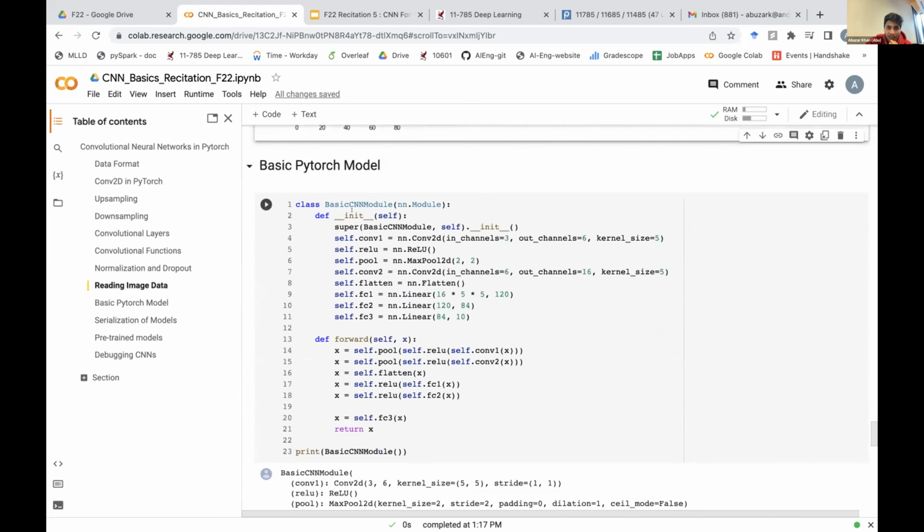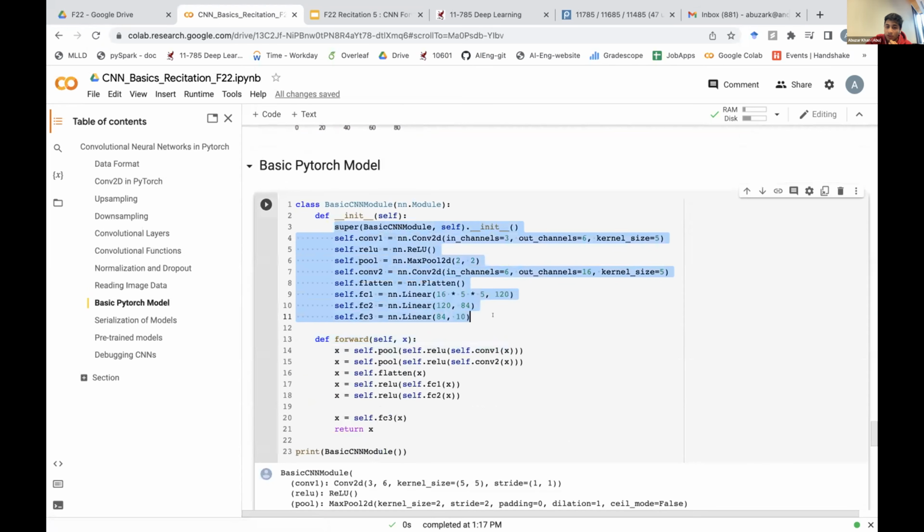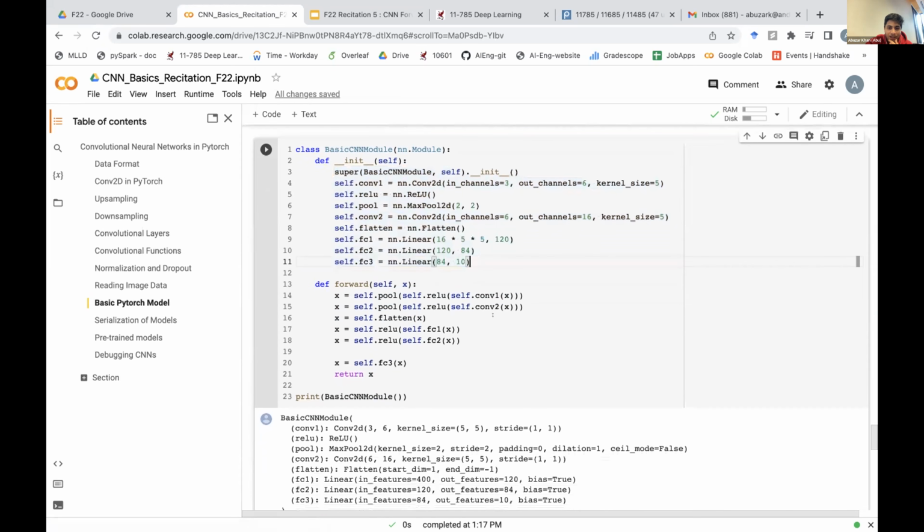Of course, there's this basic PyTorch model, which might help you get started with homework 2 part 2. Of course, the bootcamp will do that as well. But more resources is hopefully never a bad thing.